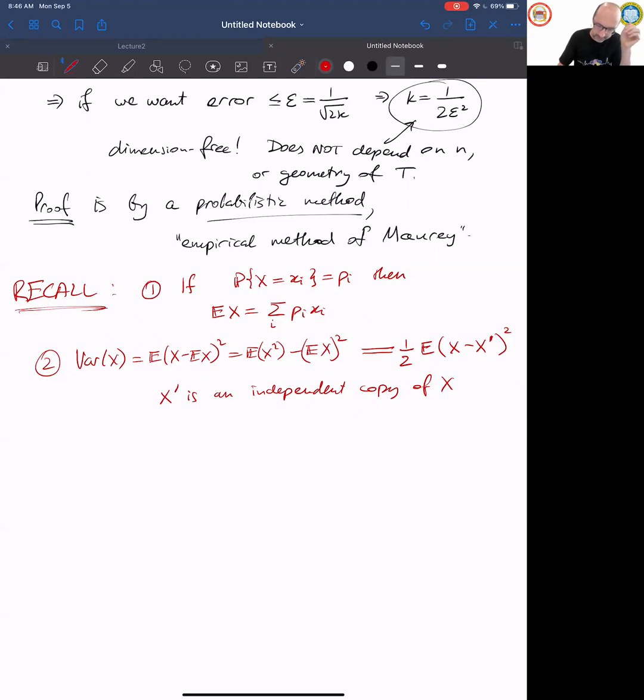Let's prove this. Proof of this. So let's see. By the way, guys, is it clear what I mean by X prime now? The independent copy, right? Just the same distribution, independent random variable. Okay, so let's do it.